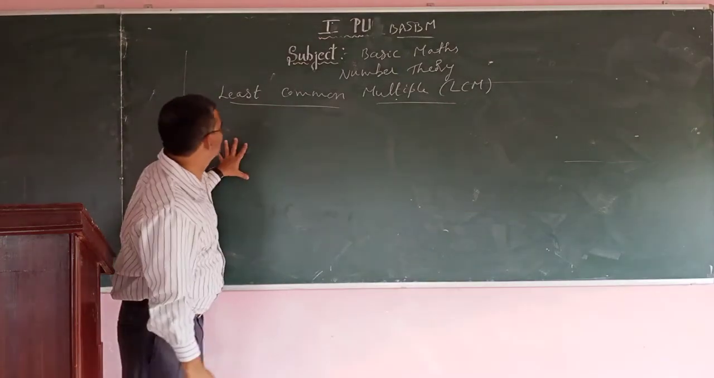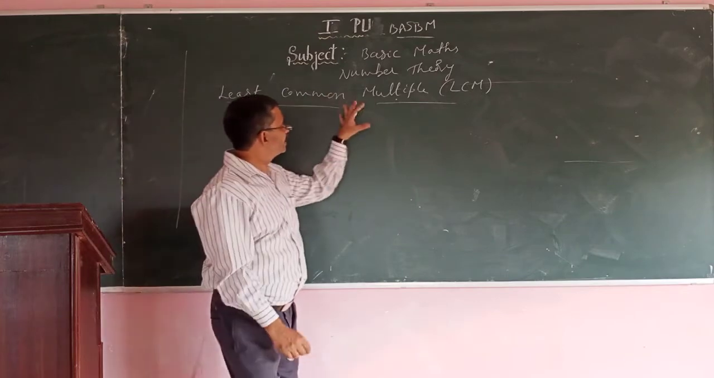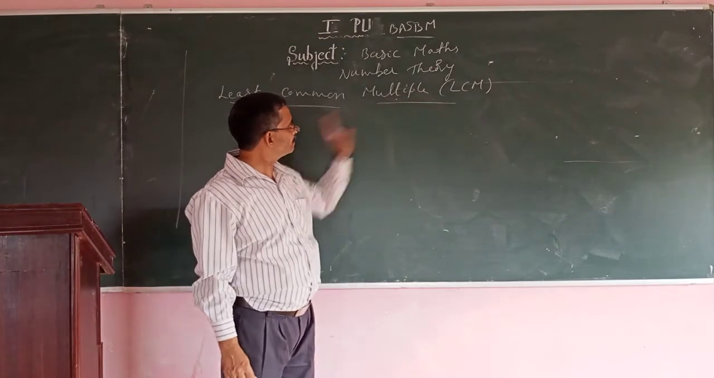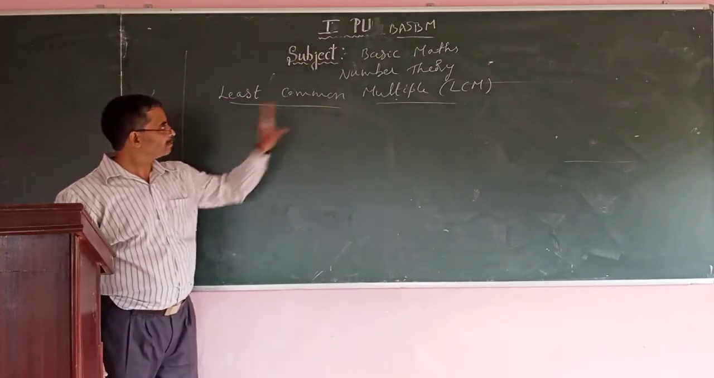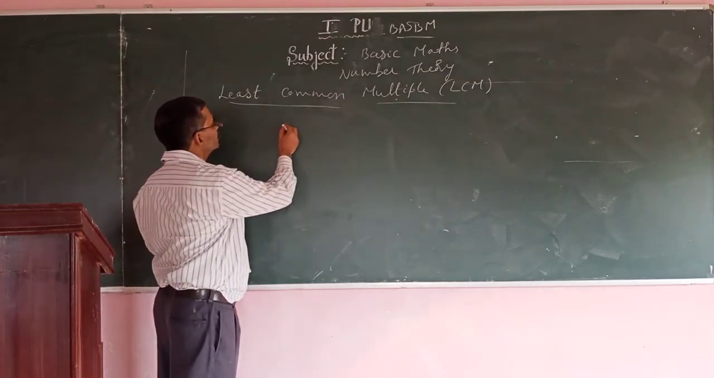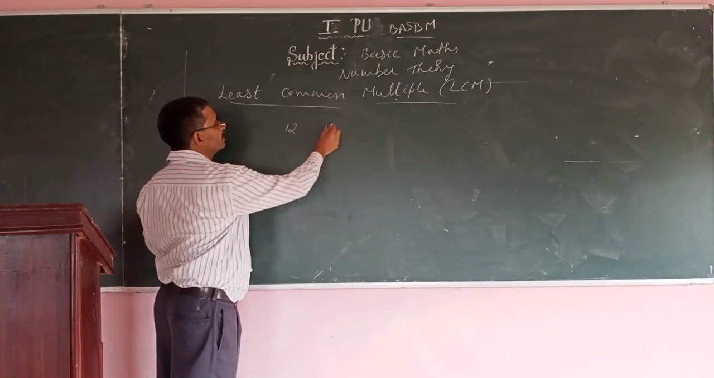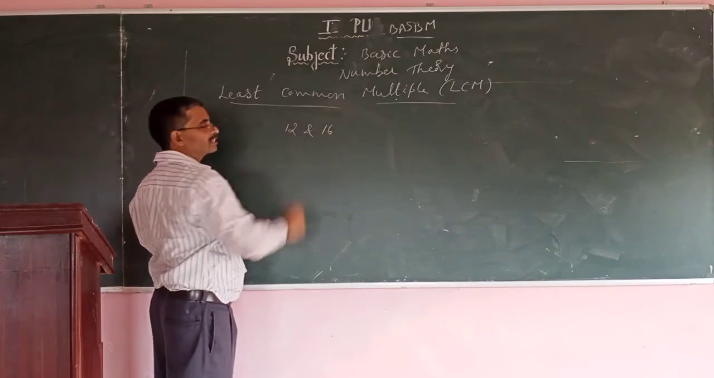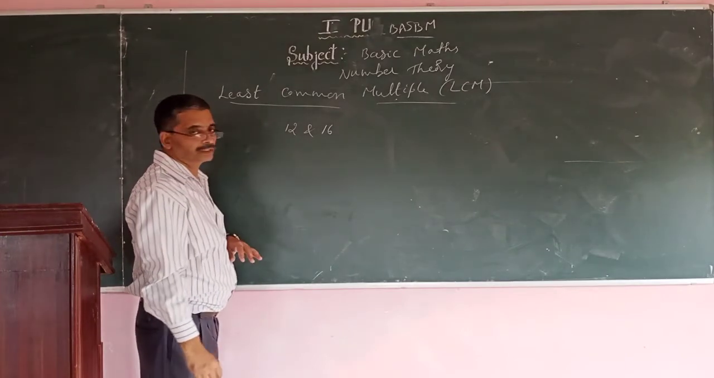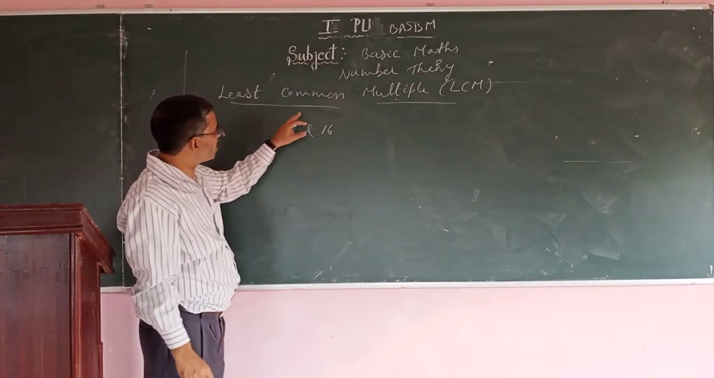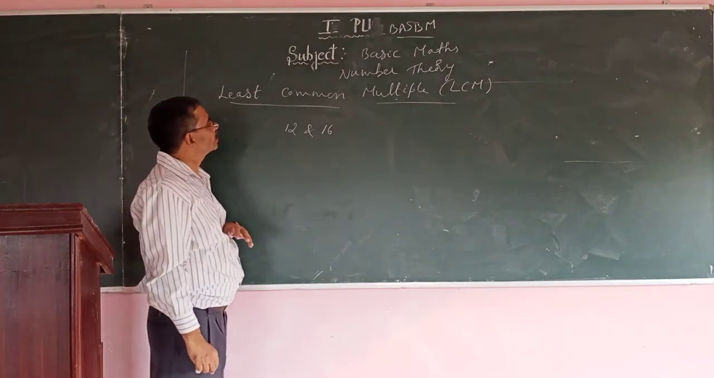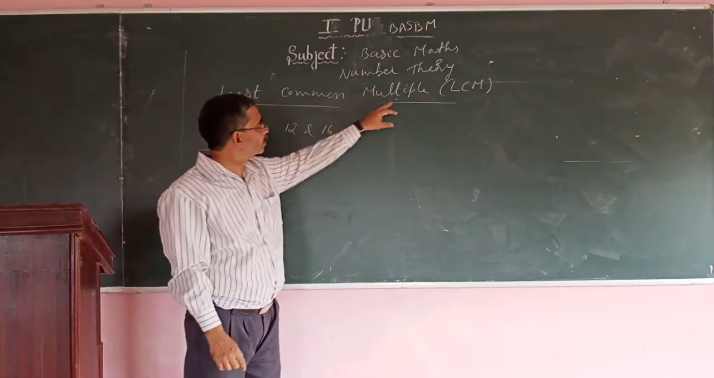Students, now the next topic, least common multiple, or briefly called LCM. I will explain it with an example. Let us consider two numbers, say 12 and 16. What is the LCM of this? The name itself suggests least common multiple of 12 and 16. So it should be a multiple of both actually.